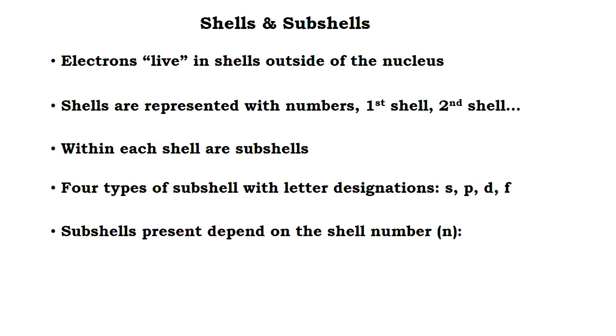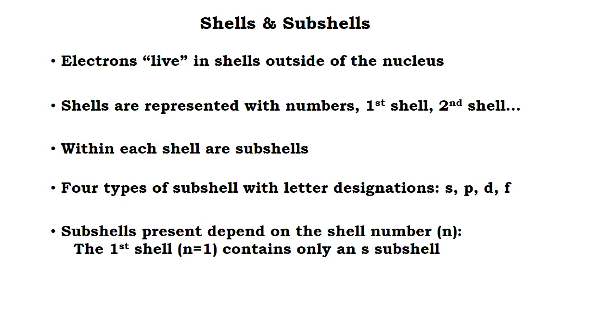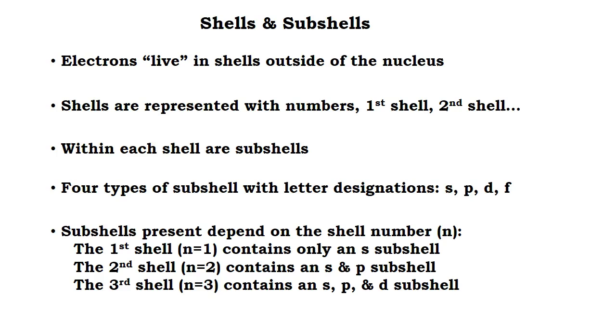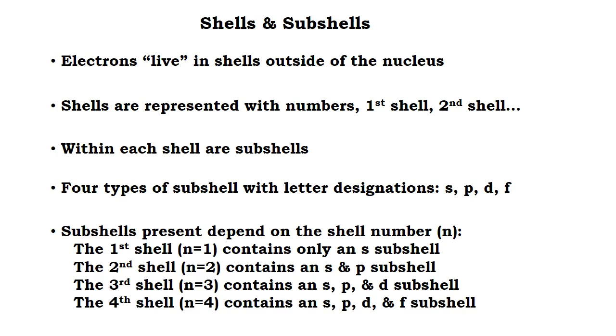The subshells present will depend on the shell itself, and so the first shell only contains an S subshell. The second shell will contain an S subshell, will also contain a P subshell. The third shell contains S, P, and D, and the fourth shell contains S, P, D, and F. Now there are other subshells, but we don't really talk about them because ground state atoms do not have electrons in anything beyond an F subshell. So the atom would have to be in an excited state, and so we tend to not talk about subshells beyond F.